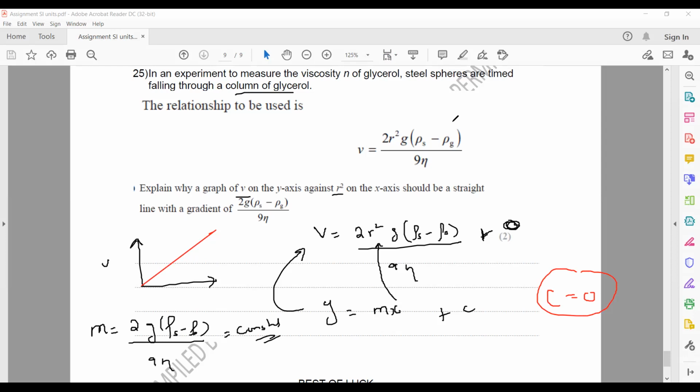How do I know that the value is constant? Look, 2 is a number that is constant. g is gravity, and gravity is a constant. The densities of the objects are also constant. 9 is also a number that is constant, and so is viscosity. You will learn about these equations, and when you learn about the equation, you can identify what the constant factors are.